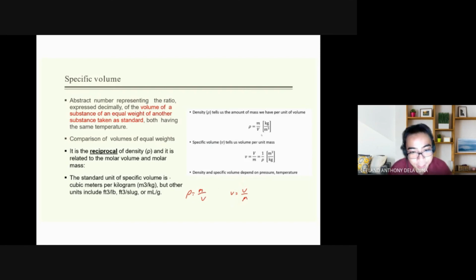Okay? So standard unit, class, could be either cubic meters per kilogram. But other units could also be cubic feet per pound, cubic feet per slug, or ml per gram. Now, of course, class, USP-wise, based on our standards, ito naman ang ginagamit natin: ml per gram. Very good. Okay, it's as simple as that, class. It's simply the reciprocal of your density.